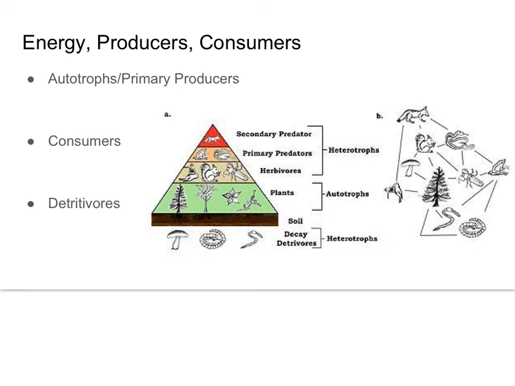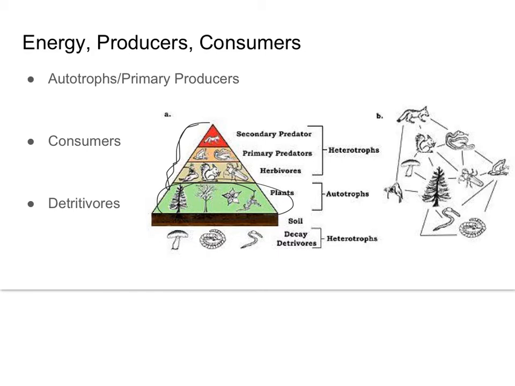When we talk about our primary producers, we're really talking about autotrophs. Generally that's going to be plants, sometimes things like algae. But a lot of times when we think about the biosphere as a whole, and we think about producers, we're thinking about plants. Then we're going to delve into consumers. That's going to be everything else.